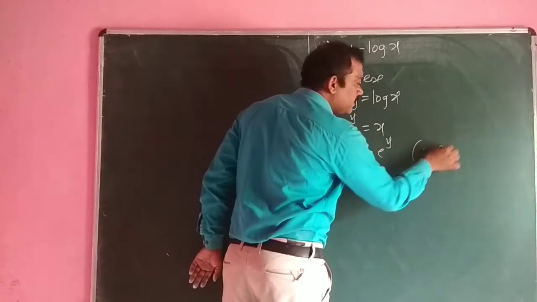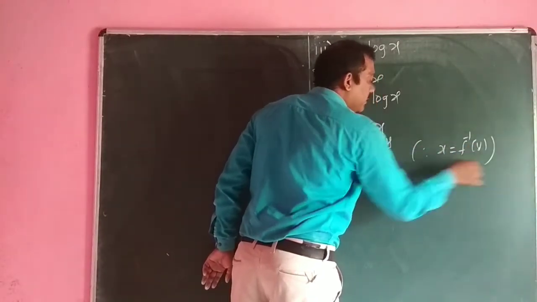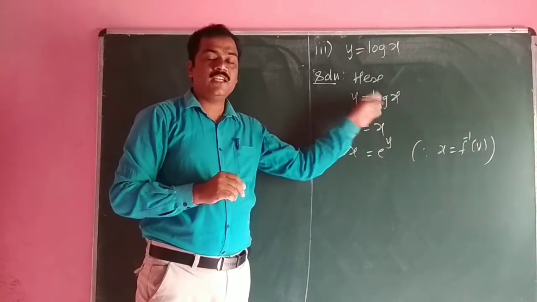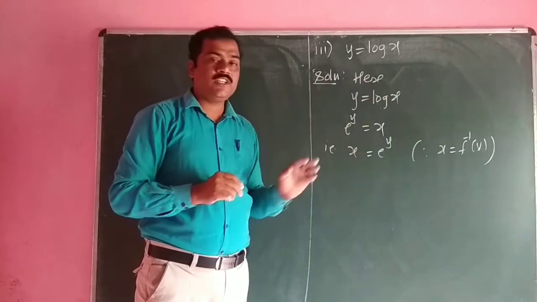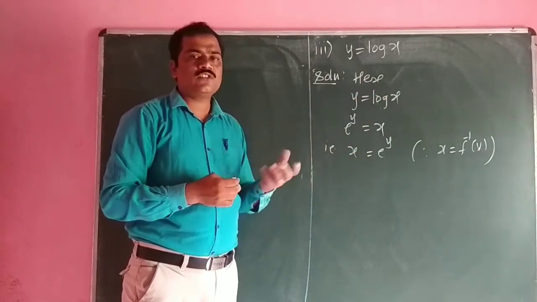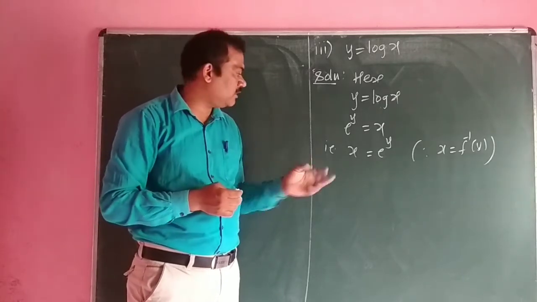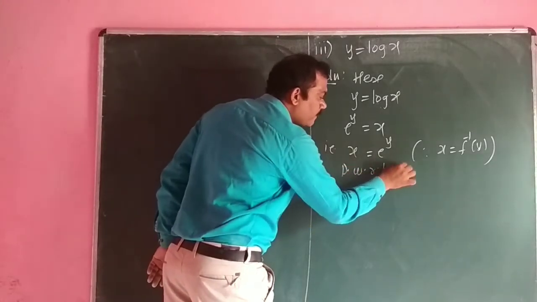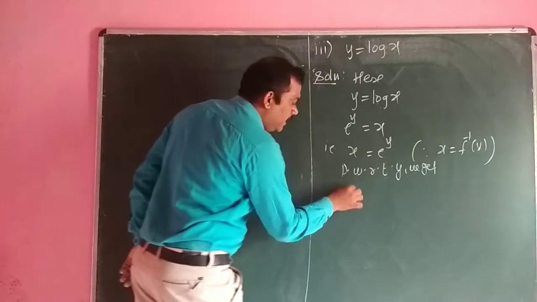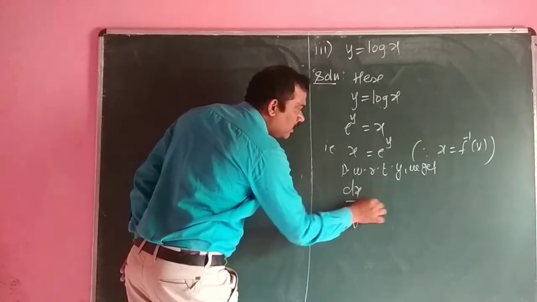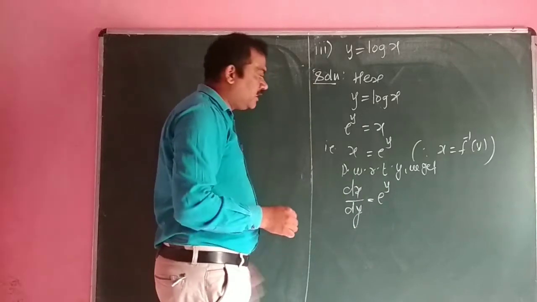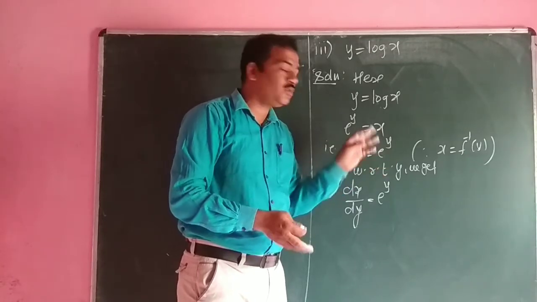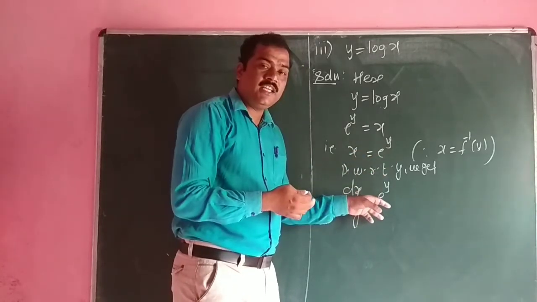Since x is equal to f inverse of y, this is the inverse function of the given original function, that is y is equal to log x. It means that logarithmic form and exponential form are inverse functions of each other. Now we have to differentiate with respect to y. We get dx by dy is equal to derivative of e raised to x is e raised to x. Here we have e raised to y, and we differentiate with respect to y. So the derivative of e raised to y with respect to y is nothing but e raised to y.